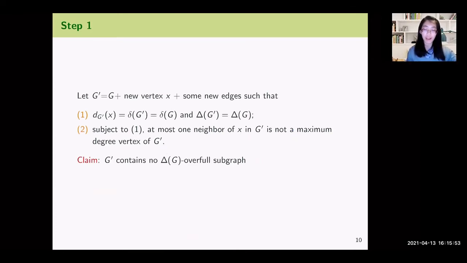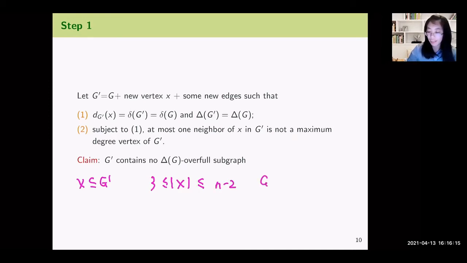So after we finish step 1, again, we can easily check that this new graph G prime contains no delta G overfull subgraph. By the same reasoning as before, for any subset X of G prime, if the size of X is at least 3 and at most n-2, you can check that this graph G_X is not delta G overfull. So for this graph G prime, the only possible delta G overfull subgraph is obtained by deleting only one single vertex. But since we constructed this graph such that the degree of X is the smallest, if you delete any vertex Y such that G minus Y is delta G overfull, that means G prime minus X must also be delta G overfull. But we already said that G prime minus X is the graph G, which is not delta G overfull. So this whole graph G prime is not delta G overfull.